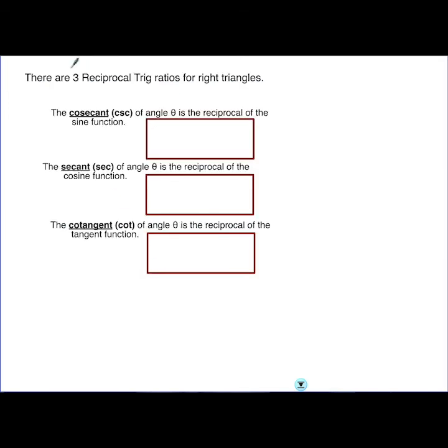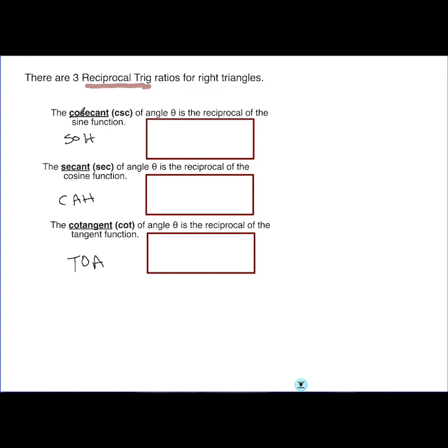Last but not least, if we commit those first three trig ratios to memory, so sine is SOH, CAH for cosine, TOA, there are three what we call reciprocal trig ratios. So if I memorize the first three, here's what happens. The next three are related to each other.